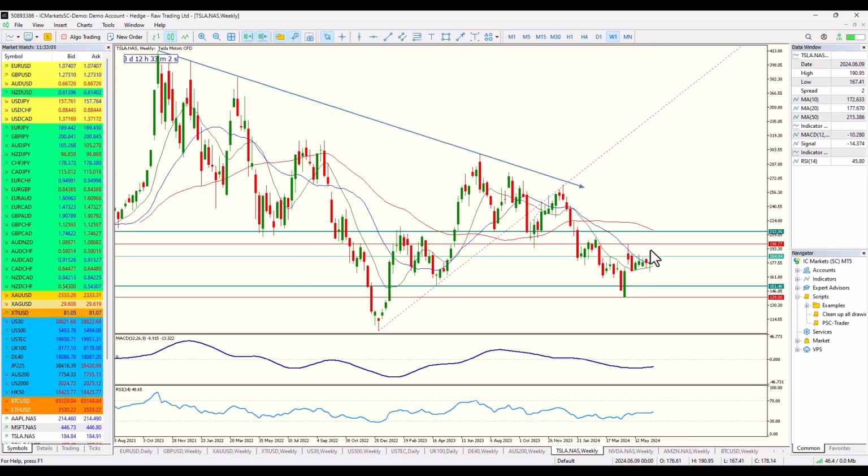Tesla is testing the upper limits of resistance. We'll see if it works its way back up to test that 200 level, but it really hasn't done anything for several weeks now. If we look at this, almost 2 months where it's really gone sideways, even though it is pushing up to the highs now. We'll see if it ultimately does that.